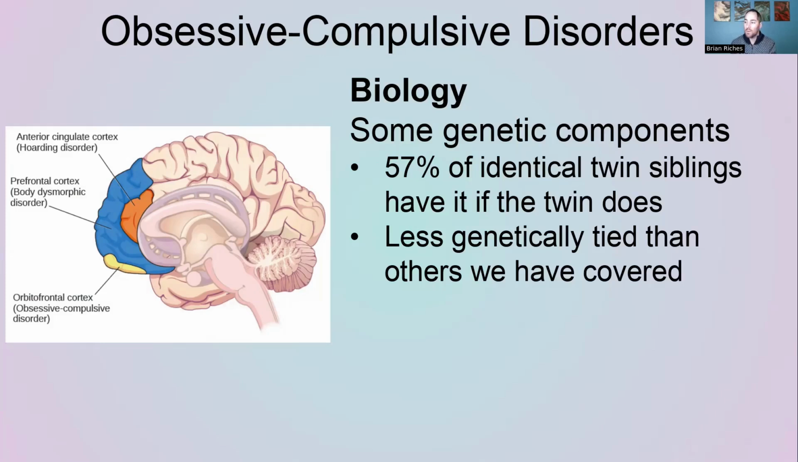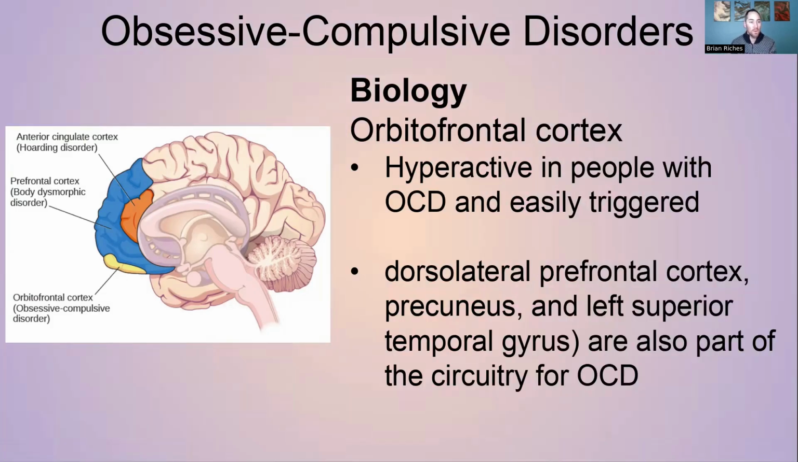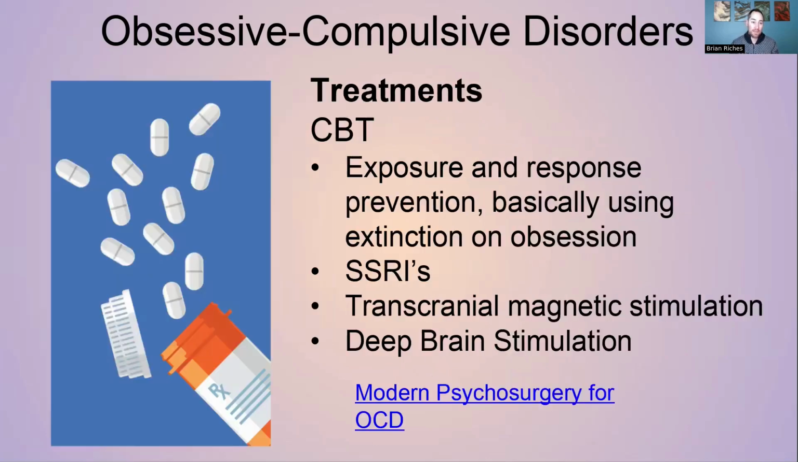And with that, we see the orbitofrontal cortex, which we've mentioned in a few of these, in the prefrontal cortex, is hyperactive in people with OCD, and it's very easily triggered. We also see that the dorsolateral prefrontal cortex, and lateral, you can remember, is on a side, and the left superior temporal gyrus are part of the circuitry for OCD. So one of the big ones that we see is the orbitofrontal cortex, and it seems to be hyperactive, really easy to trigger, and again, it's not acting as we might expect it to.